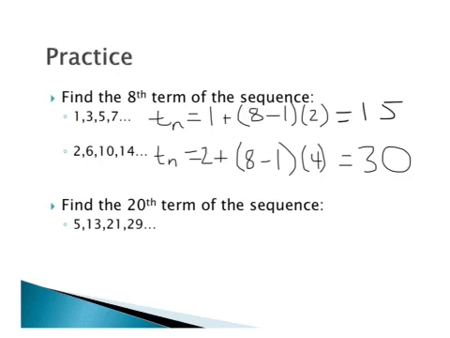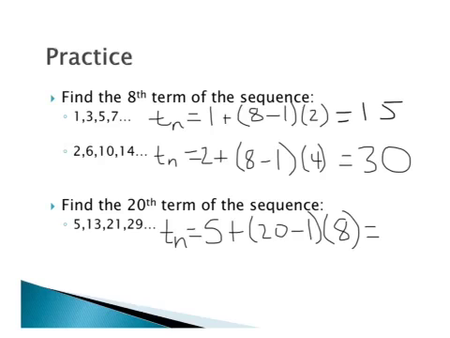Now let's find the 20th term of that following sequence. I get 5 for my initial term, my first term. I want the 20th term, and my common difference is 8. I get 157 for my 20th term. Much easier to plug it into a formula like this when you're finding those terms that are pretty far off.